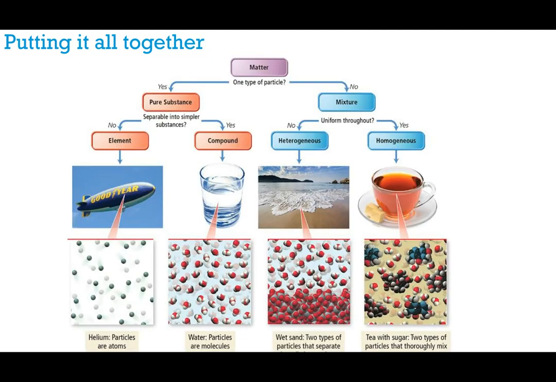So here we see our flow chart. This graphic asks slightly different questions, but the same idea here. We've got all matter. Is there more than one type of particle present, or is there one type of particle, is what they ask. Yes, there's one particle. We see our pure substance, element, compound. And then over here, we see mixture, heterogeneous, homogeneous.